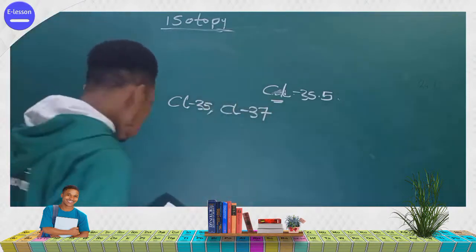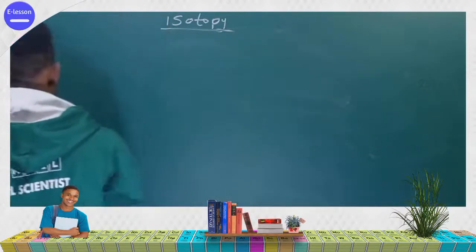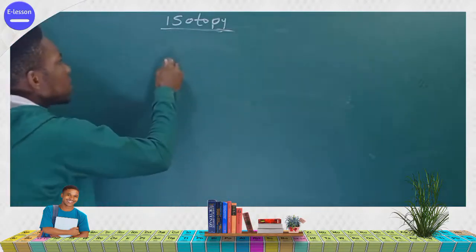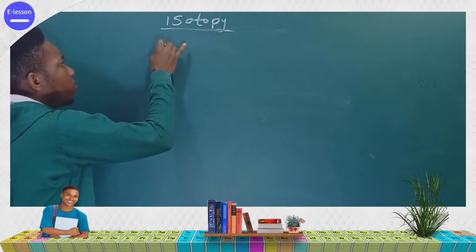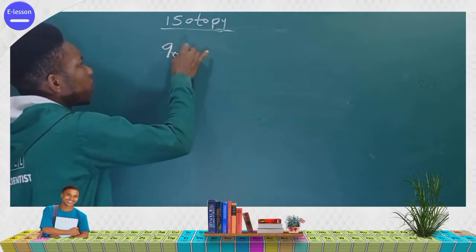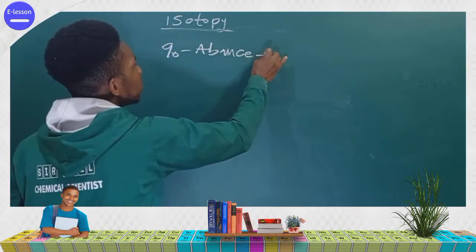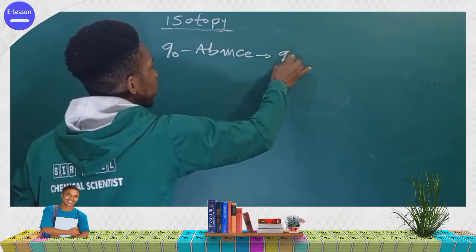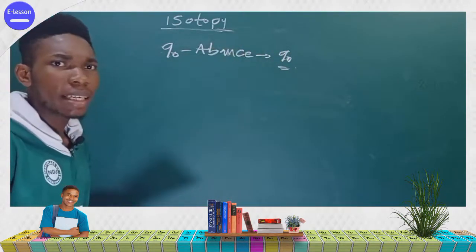Now, one should know that your percentage abundance is given in percent. Let's take it like this. The percentage abundance is given in what? In percent.